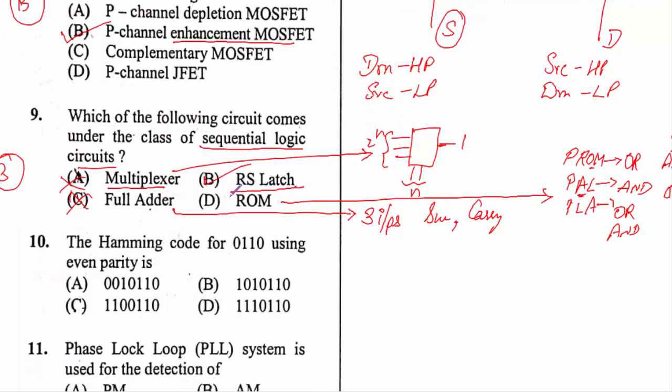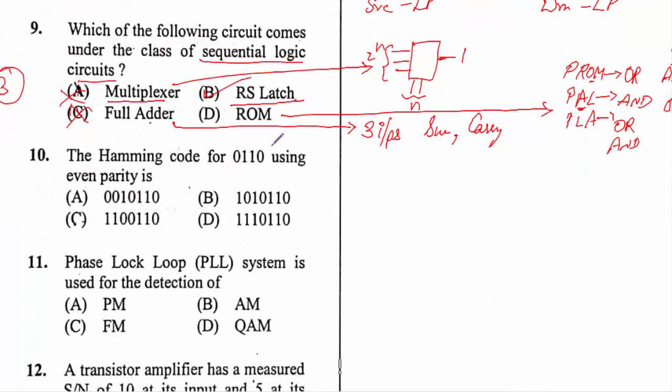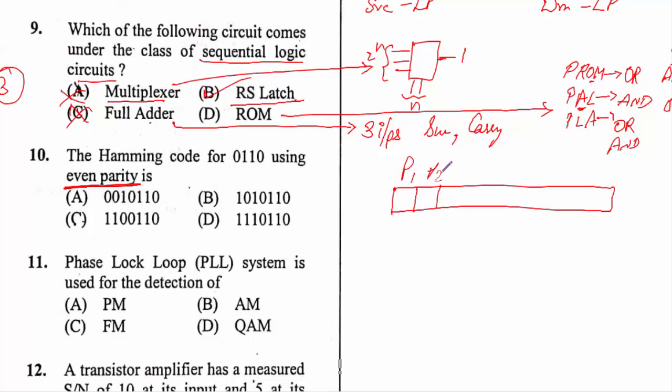10th question: they have given the Hamming code for 0110 using even parity. This thing is very important. They are telling it is even parity, so you have to arrange the data stream with parity bits. The first one will be a parity bit, the next one will again be parity, the next one will be a data bit, and the next one will be a parity bit, that is P4. Next will be your data bit, that is D5, then D6, then D7.